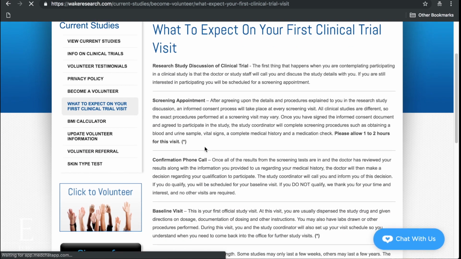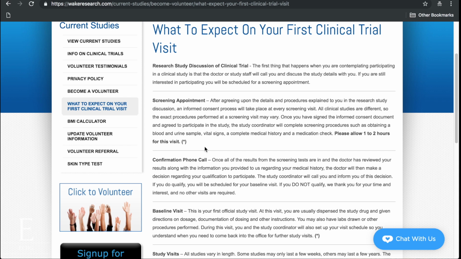But basically, the screening visit consists of a bunch of study-specific procedures that are used to determine if a subject is going to meet the criteria to join the study. So the screening visit is literally to screen them to see if they can join the study. That's why it's called a screening visit.